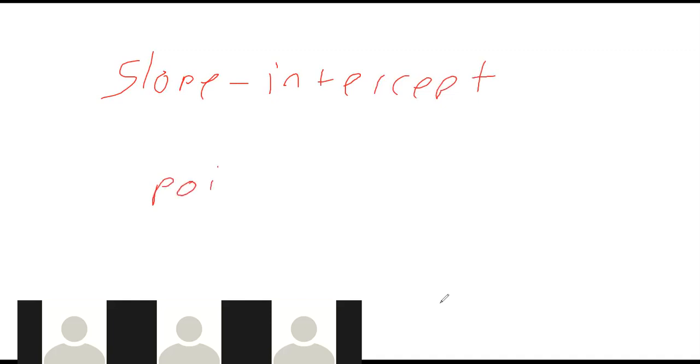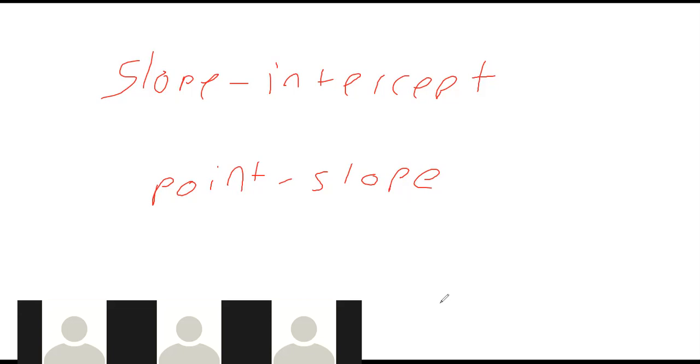Okay, so there's a little bit of review from algebra: slope-intercept and point-slope. All right, guys, what does slope-intercept look like? This is a way that we write equations if we're going to graph them and put them in a line, right? How does slope-intercept look?